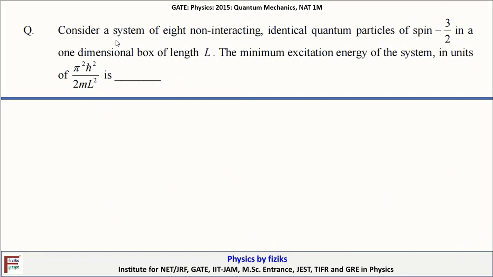Consider a system of 8 non-interacting identical quantum particles of spin 3 by 2 in a one-dimensional box of length L. The minimum excitation energy of the system in units of pi square h square by 2 m L square is... Now, solution.